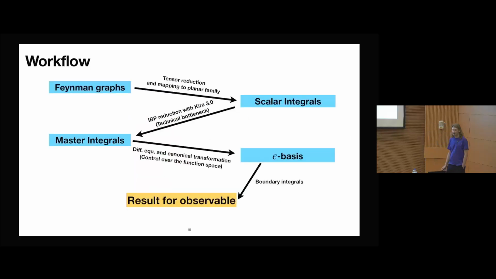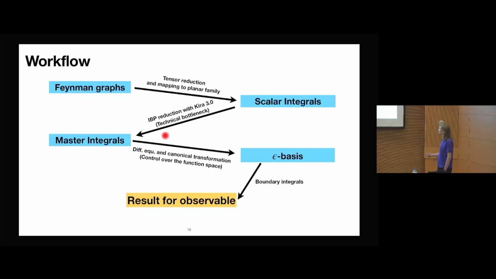And how do we do these computations? We do this in a very typical loop calculation scheme. We start with some Feynman graphs. Then we have to do some tensor reduction and map all our integrals to our planar family. Then we have a huge list of scalar integrals, I think on the order of millions.